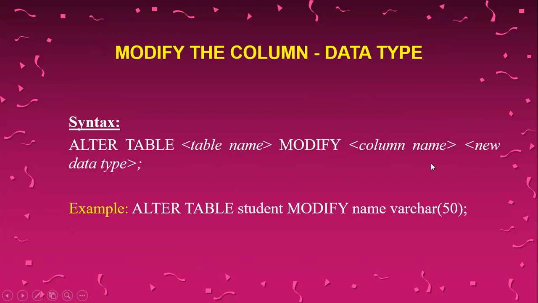One thing you have to keep in mind is that you can only change from a lower data type to a higher data type. You cannot change from a higher data type to a lower data type. If I have defined my name data type as varchar of 30, I can change name to varchar of 50. That size can be increased, there's no issue. Alter table student, modify name, that's the name of the column to be changed, and you specify the new data type there. We only have to keep in mind that you can only change the data type from the lower size to the higher size.